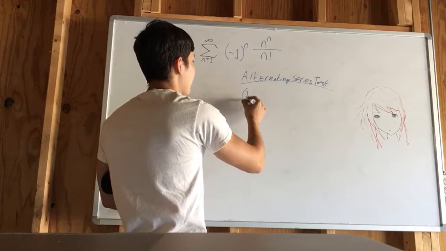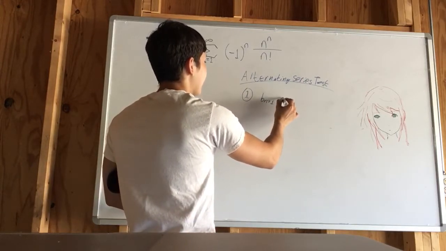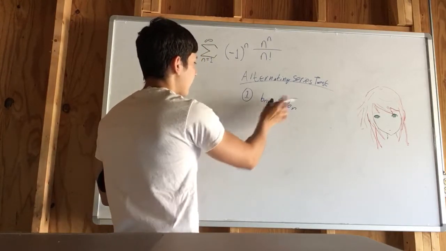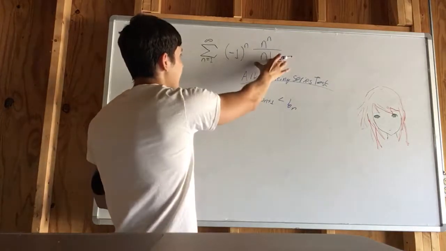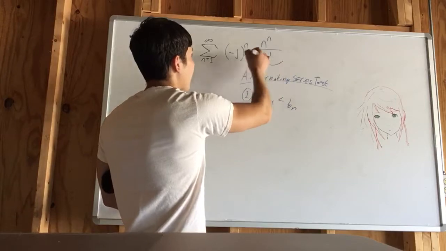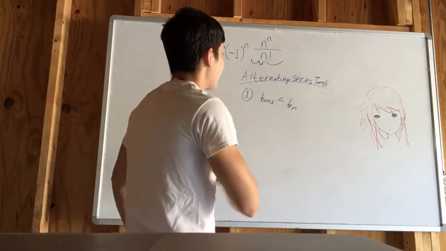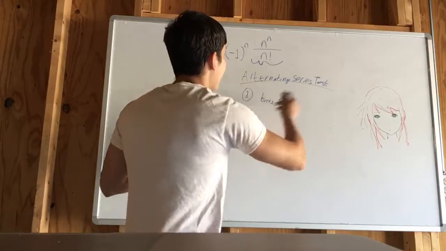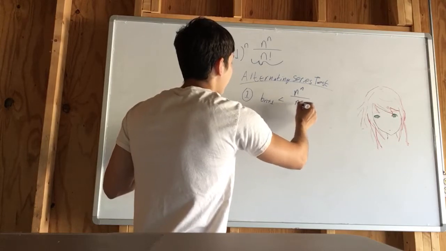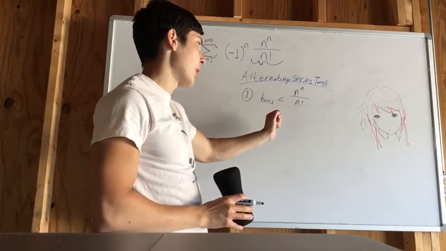So the first condition is that b sub n plus 1 is less than b sub n. In other words, that this is monotonically decreasing. B sub n would be the portion without the alternating portion. So b sub n here would be n to the n over n factorial. And then b sub n plus 1 would be wherever we plug in n plus 1.